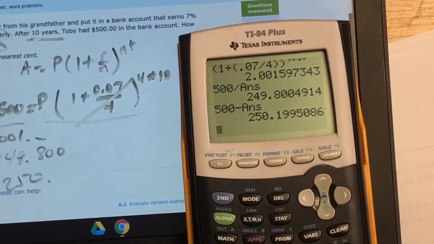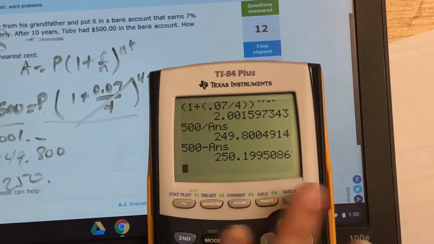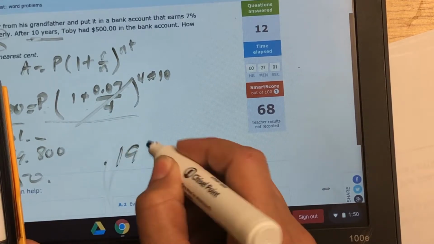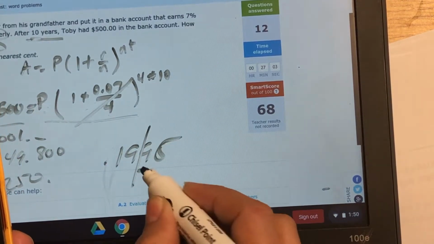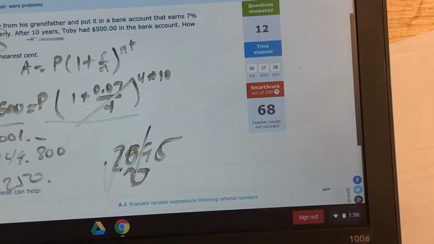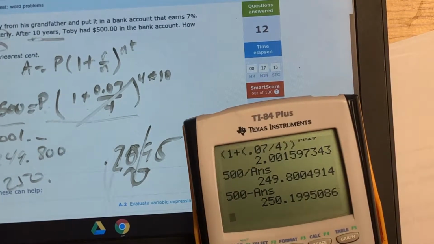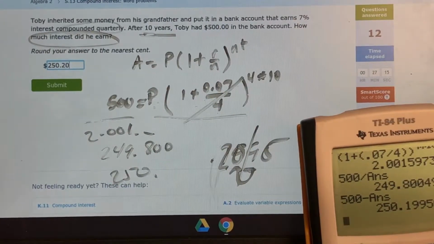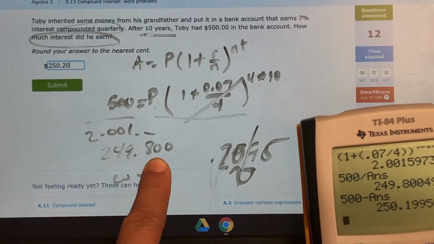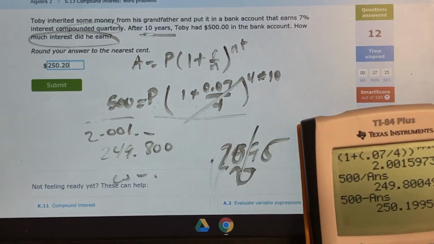So I guess we'll do that first. $250 point, and then the cents are 2 numbers. So writing it out, 1.1995. 2 numbers. What does a 9 do? Make this go up by 1. Because it's already a 9, it goes to 0, and it makes this go up by 1. So it's 20 cents. So again, I just want to clarify, it's not how much principal did he earn, but how much interest. So you find the principal, which he initially started with $249.80, but he went from $249.80 to $500. So that difference is the interest he earned.